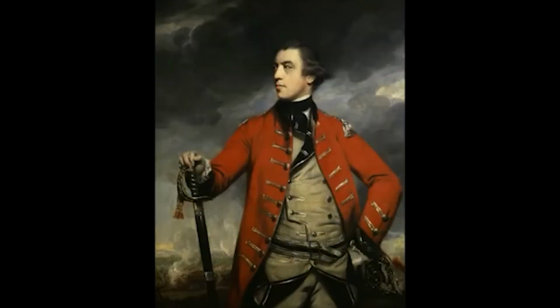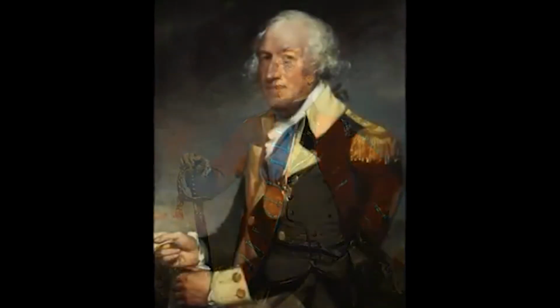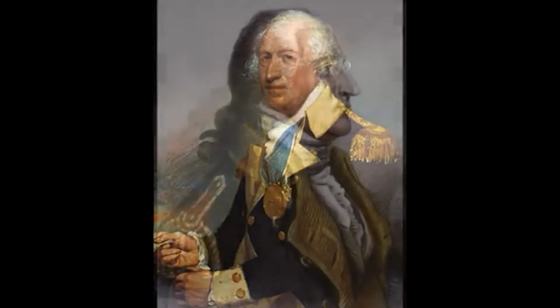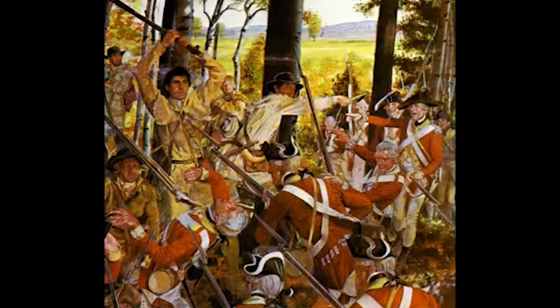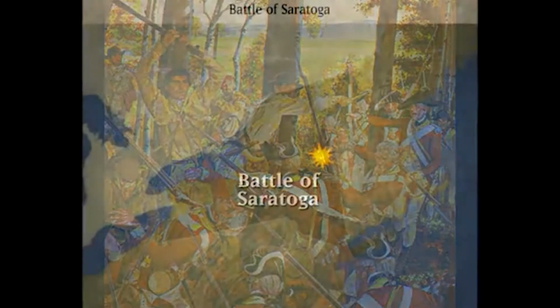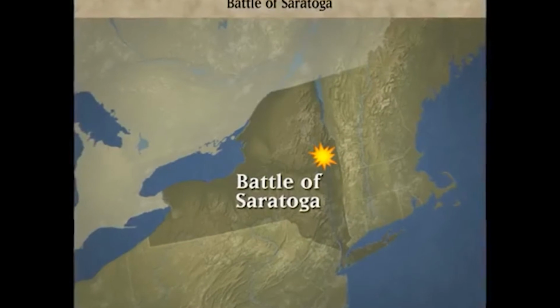While Burgoyne sat back, awaiting the arrival of the British armies, American troops under the command of Horatio Gates and Benedict Arnold closed in around them. Realizing he was about to be trapped, Burgoyne launched a devastating attack that resulted in some of the most intense fighting of the war.